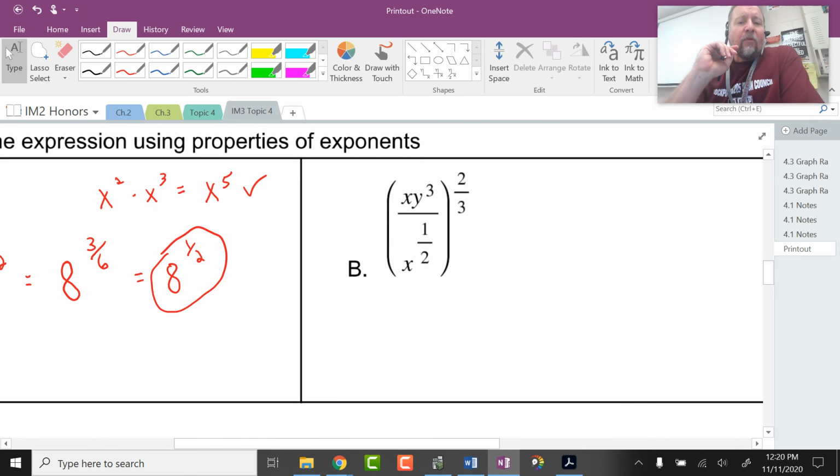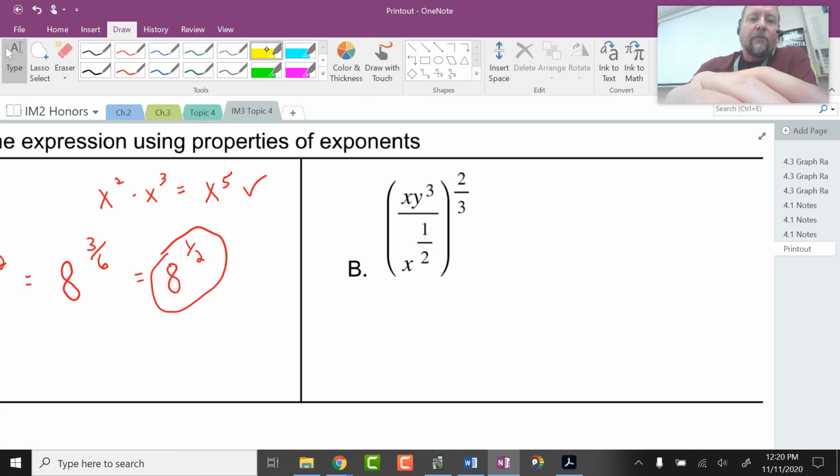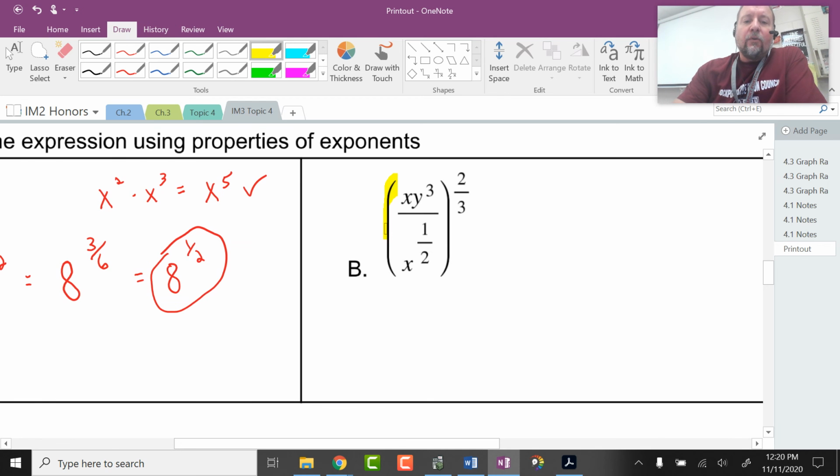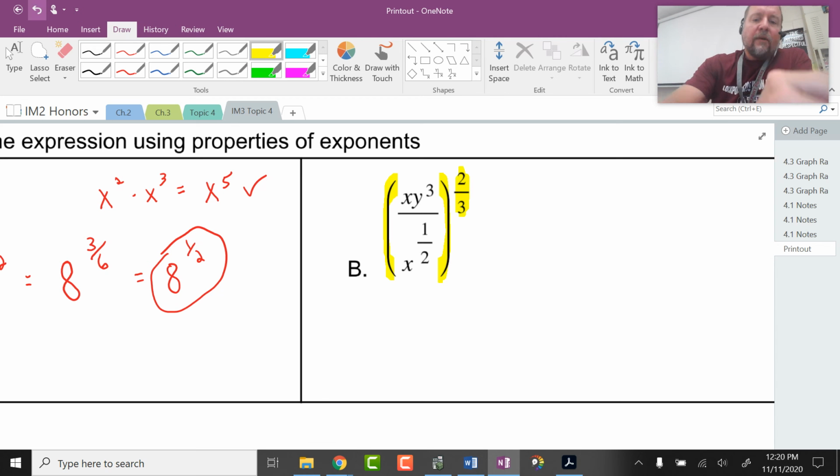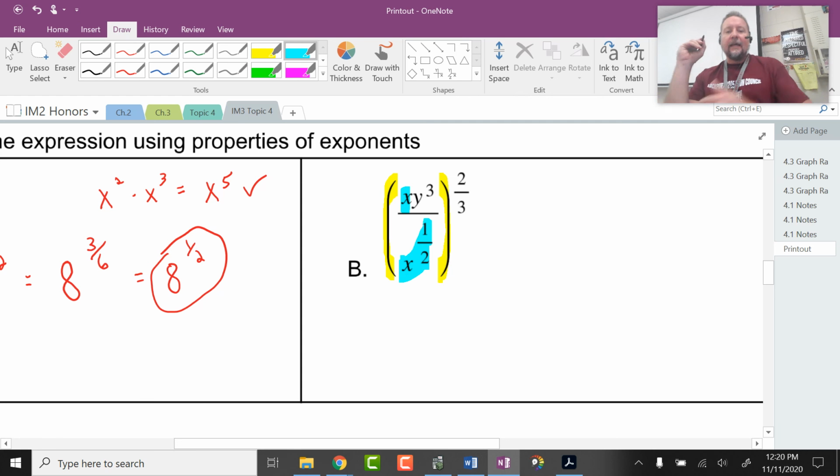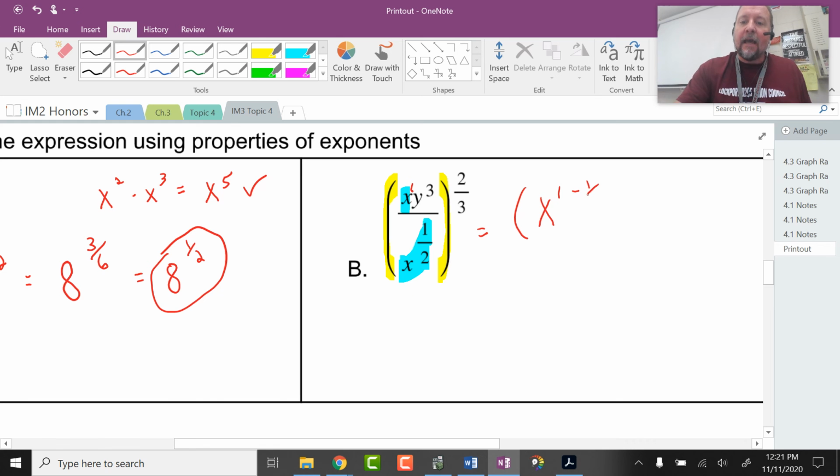All right, this one's a bit of a problem, but we can actually simplify this first. And that is what you do want to do. When you look on the inside of the parentheses, think of PEMDAS. I want to clean up the parentheses first before I deal with this exponent. So what do I have to clean up in these parentheses? I have an x over an x, and that can be simplified. I have an x divided by an x, so it is the subtraction rule. So I will have x to the first minus half. That's what you do when you have x divided by x.